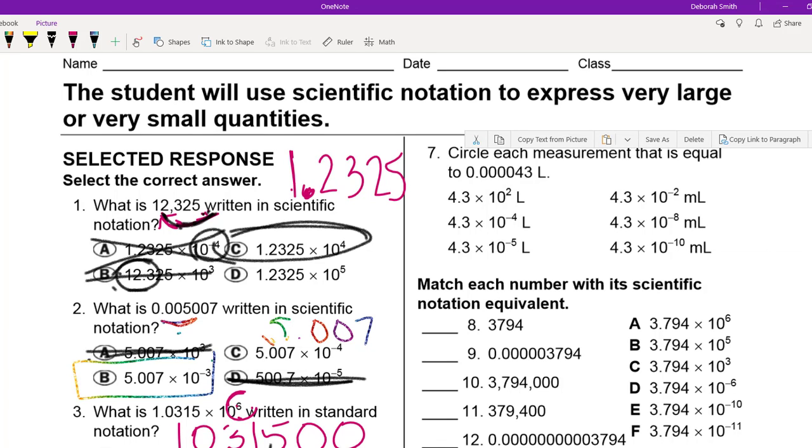Circle each measurement that is equal to 0.0043 liters. The easy part is right here, matching liters to liters, just move that decimal. So the one that you're going to pick is this one. Now what makes it a little more challenging on the right side is we're talking about milliliters. So how many milliliters will be equal to that? That would be this one.